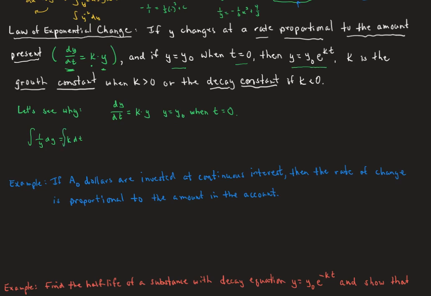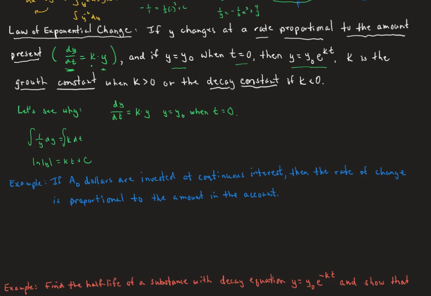We will then integrate both sides. The integral of 1 over y dy is the natural log of the absolute value of y, and the integral of k, a constant, with respect to t, is going to be k times t plus our constant of integration. Now this is a case where I think I would hold off on using the initial condition until we've gotten that y out of the logarithm.